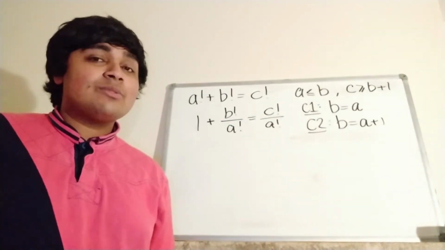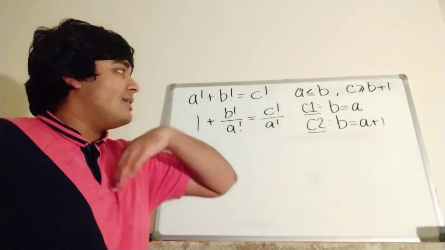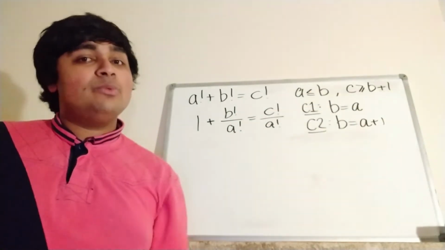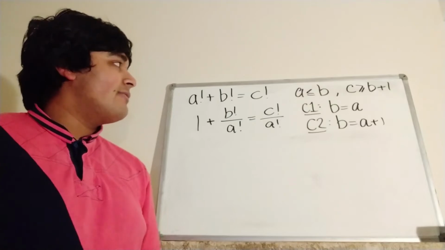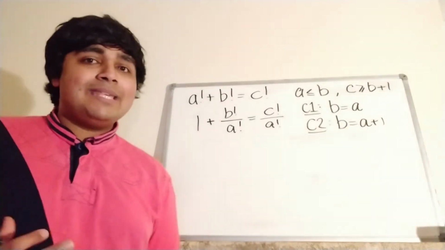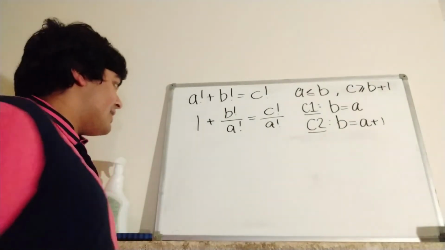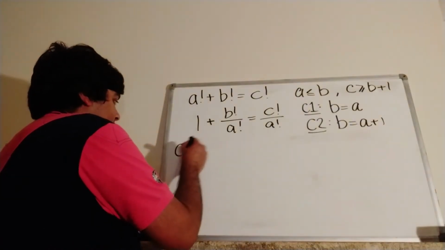Okay, so we've narrowed it down to 2 cases, case 1 and case 2. Case 1 where b equals a, and case 2 where b equals a plus 1. Let's look at case 1 first. So we're going to assume that b equals a, and just plug it back into this equation here. So this is case 1.